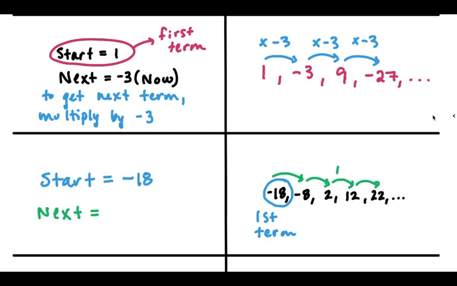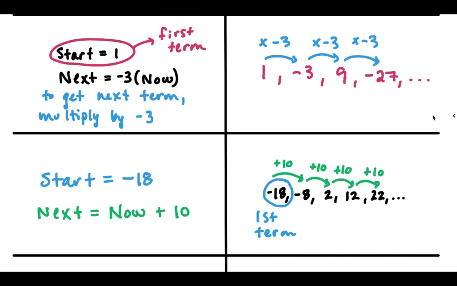So we might see it actually over here quicker. Like 2 to 12, we're adding 10. 12 to 22, we're adding 10. -8 to 2, we're also adding 10. -18 to -8, we're adding 10. So every time we're adding 10. To get the next term, we take the current term and we add 10. So next term is the now term plus 10. And that's all it is.